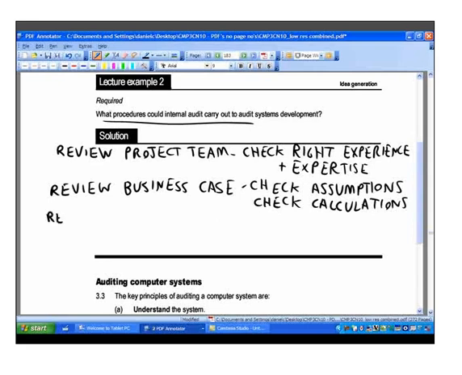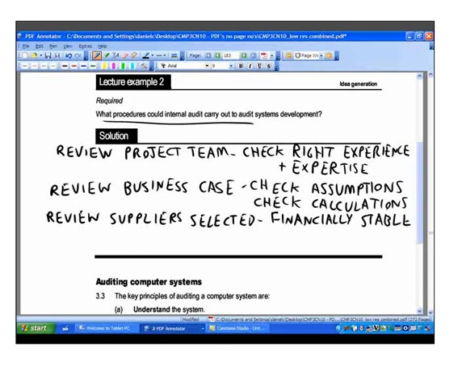They might want to check that the suppliers selected are financially stable. Remember, one of the risks in any type of use of suppliers like this is that the supplier fails financially, so internal audit might want to check their accounts. They might want to check that the contracts have been reviewed, that legal have been involved, and the contracts give adequate protection to the organisation.